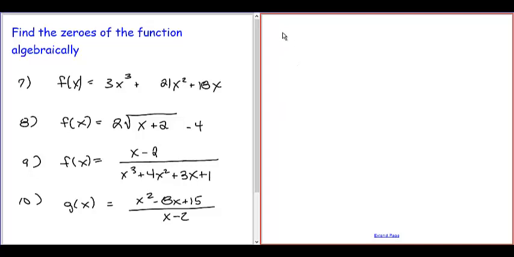Okay, problem number 9. The tendency a lot of times is to think, okay, I've got to just factor everything. But when you're talking about zeros, all you're concerned about is the numerator. So we just set the numerator equal to 0. Just like here, we set the whole function equal to 0, when it comes to a rational function, then we just set the numerator equal to 0. So we get x equals 2 is the x-intercept.